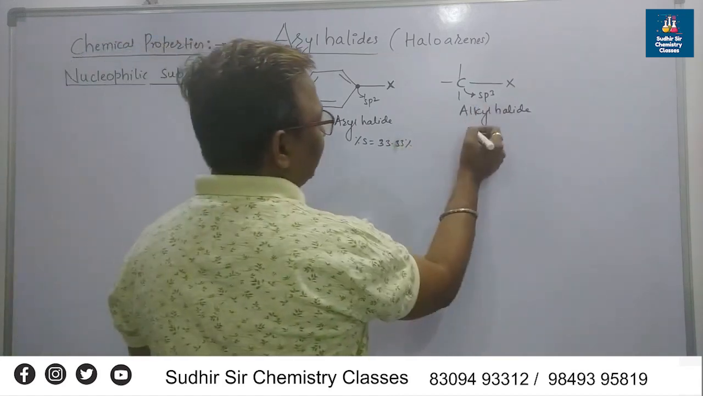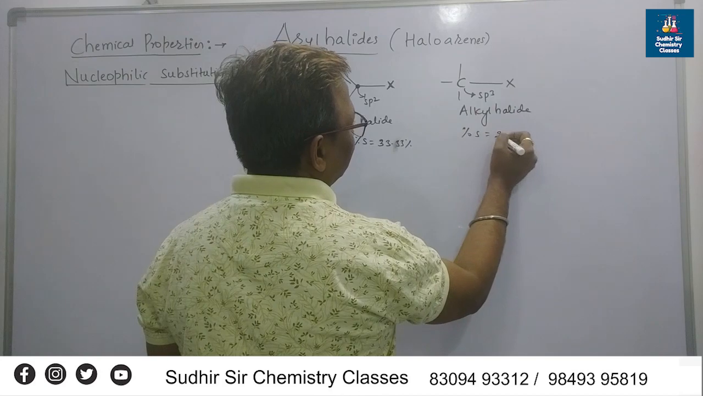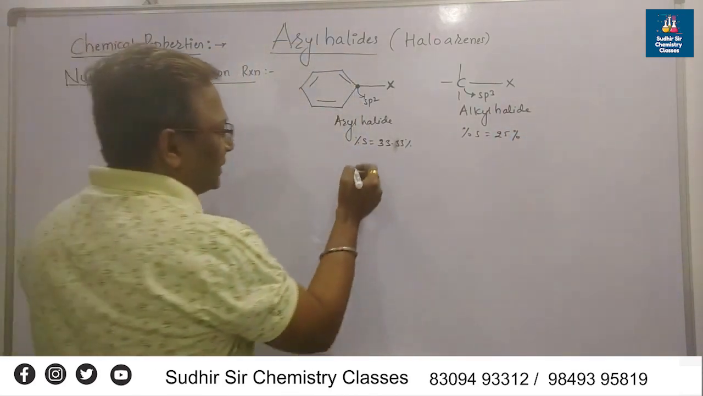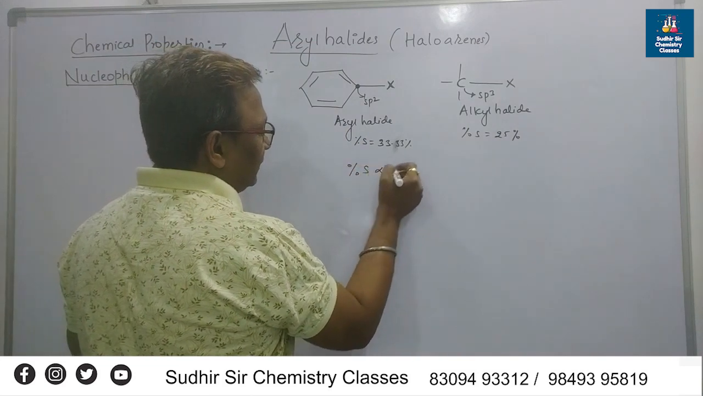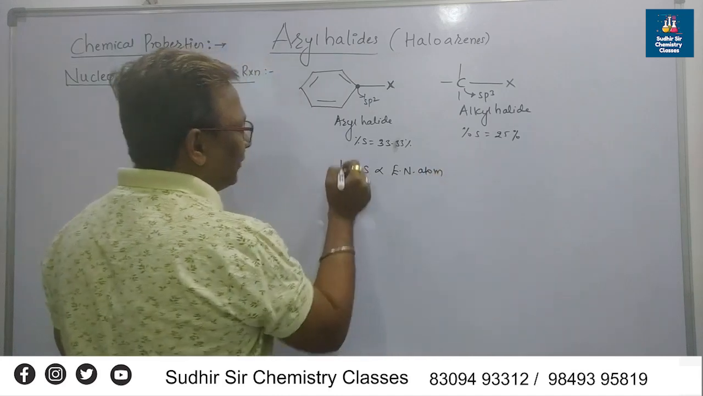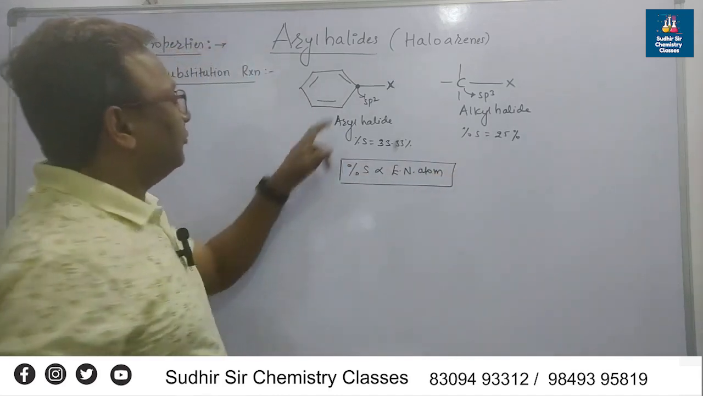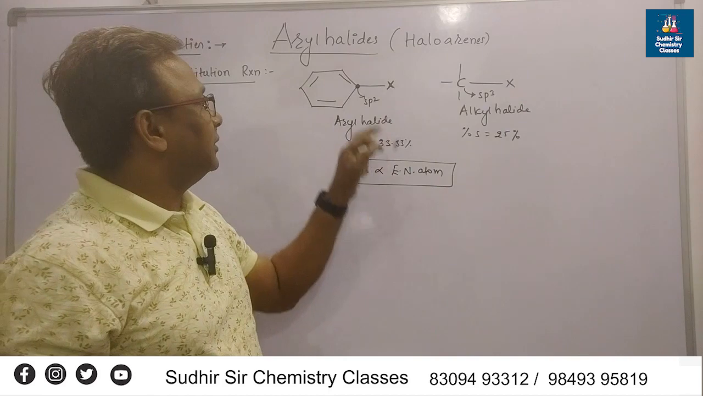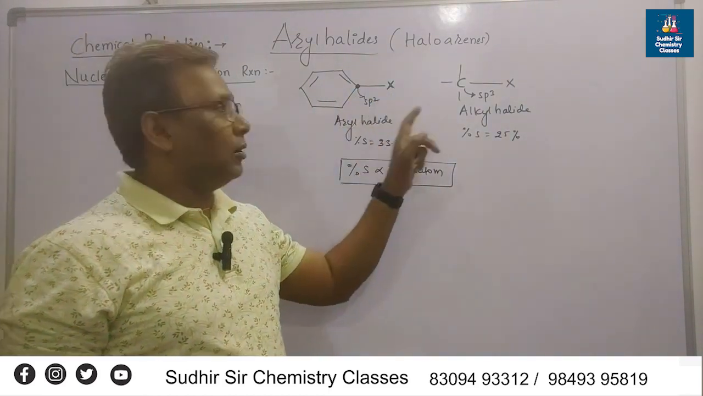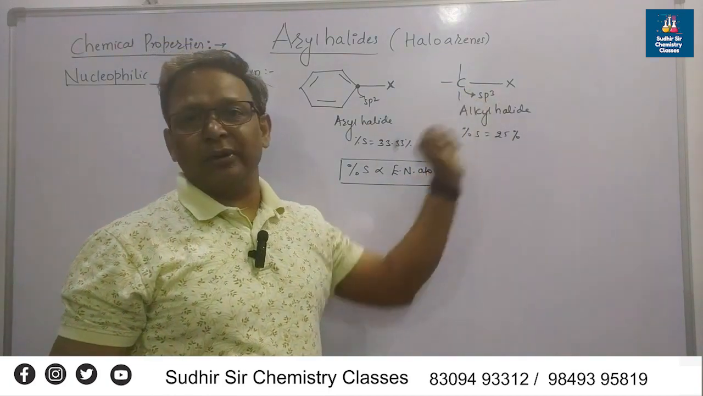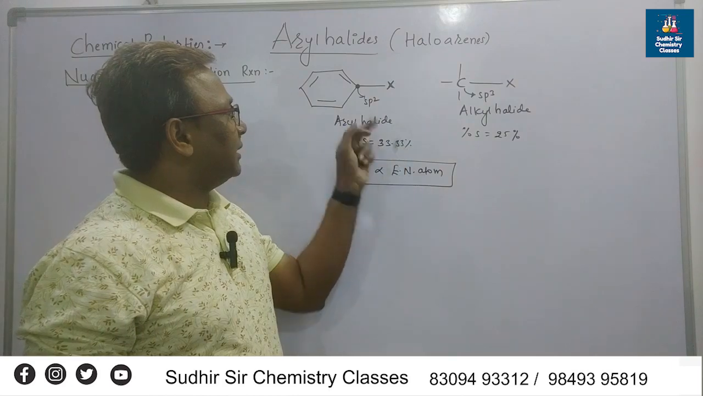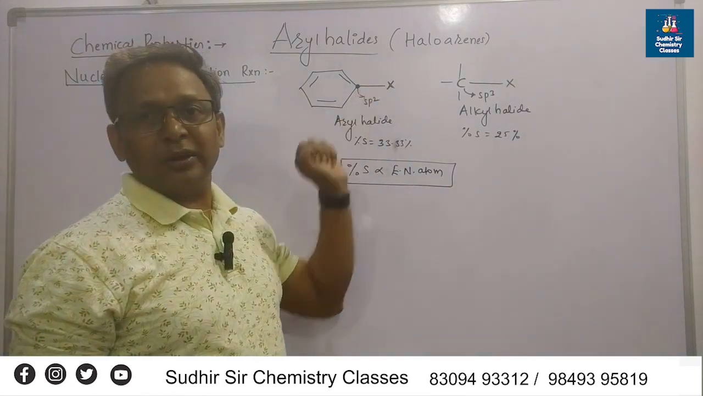And in sp3, the percentage of s character is 25%. Greater the percentage of s character, greater the electronegativity of the atom. Now if I ask you which carbon is more electronegative, the carbon of the aryl halide bonded to halogen or the carbon of the alkyl halide bonded to halogen, we will say, greater the percentage of s character, this carbon atom is more electronegative.